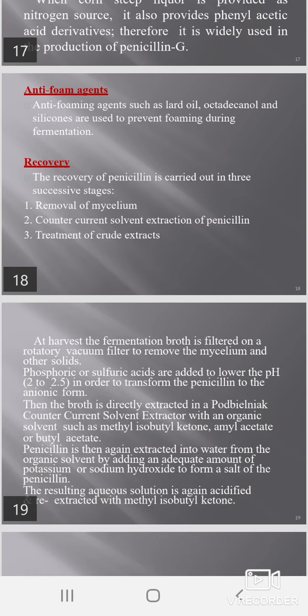This is all about the second lecture, that is production of penicillin by fermentation.